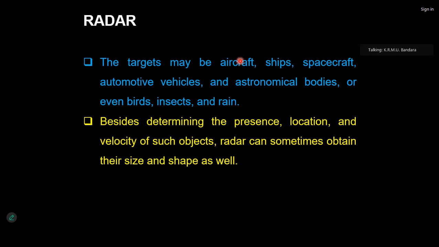Besides determining the presence of the object, we can find out the location and the velocity of the object, whether the object is moving or not. And radar can sometimes obtain their size and shape as well. This applies in both cases, imaging radar or non-imaging radar. Non-imaging radar does not produce a map. Imaging radar produces a two-dimensional map or two-dimensional image. Okay, this is the definition of radar.